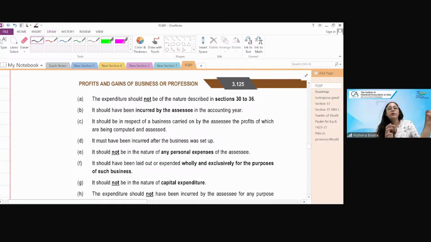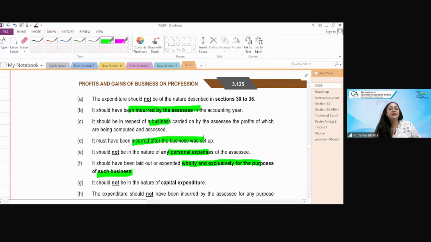First of all, it should not be part of any specific deduction, that is from section 30 to 36. Then it should be incurred by the assessee. If the assessee is not incurring it during the year, then it should not be allowed. If someone else is incurring an expenditure for me, why should I allow it from the business? Simple. It should be for the business carried on by the assessee, wholly and exclusively for the purpose of such business. If it is not for the purpose of such business, that's not a business expenditure. It should not be a personal expenditure. Simple. It should not be a prior period expenditure.